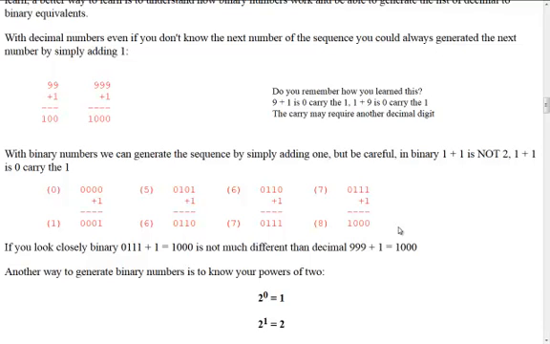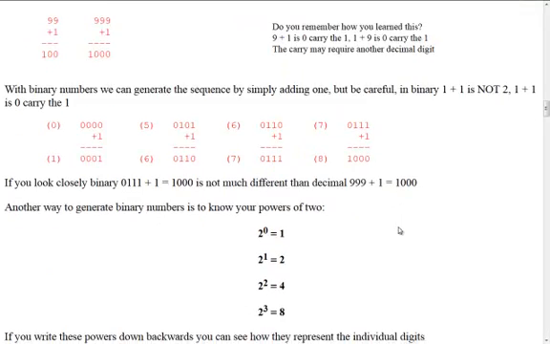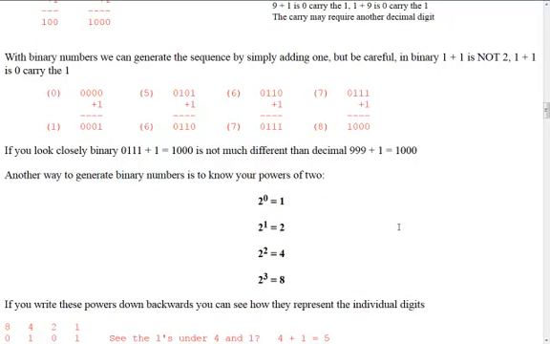With binary numbers, we can generate the sequence by simply adding 1. But be careful. In binary, 1 plus 1 is not 2. 1 plus 1 is 0, carry the 1. So if we were to start with binary 0 and add 1 to it, the result obviously would be 0, 0, 0, 1. We would start with binary 5, 0, 1, 0, 1, and add 1 to it. Remember, it's 1 plus 1 is 0, carry the 1. So it ends up being 6, or 0, 1, 1, 0.